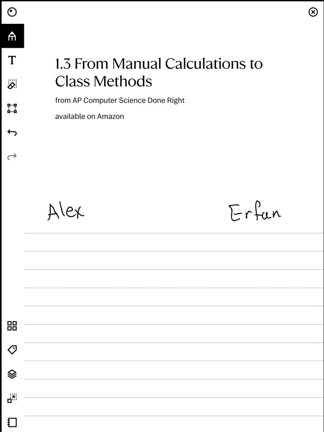Today we're going to go to chapter 1, section 3. We're going to talk about how to go from manual calculations to class methods.